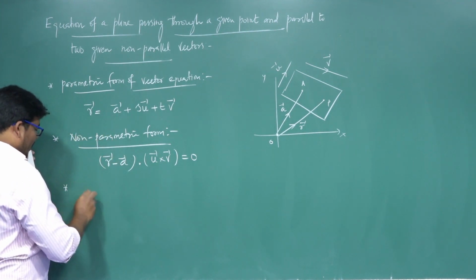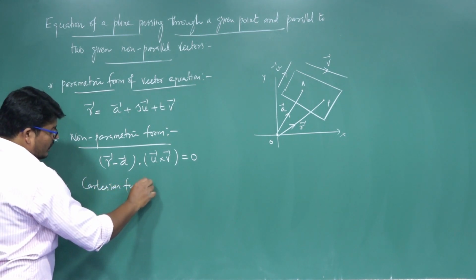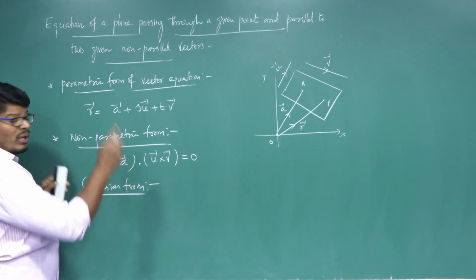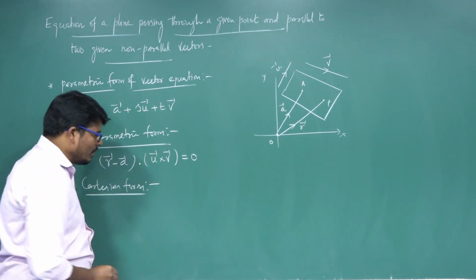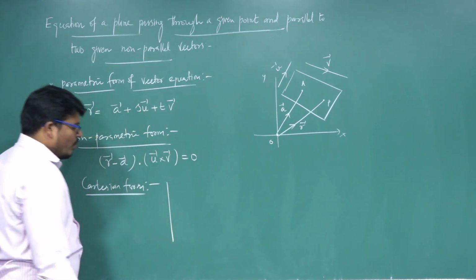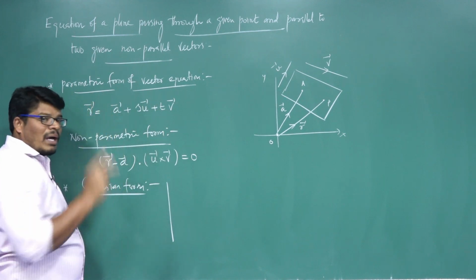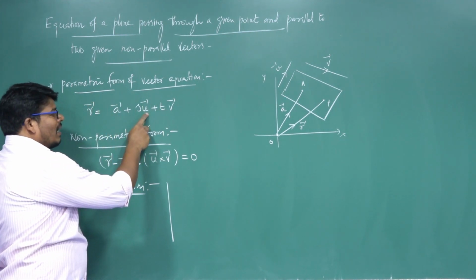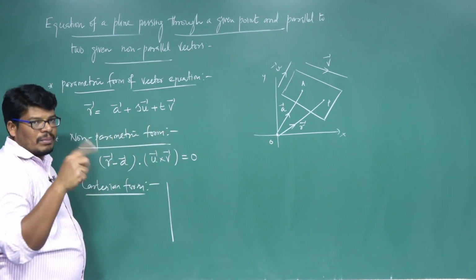The next one, the Cartesian form. Given one point and two parallel vectors, let the point be (x1, y1, z1). The u vector and v vector are the two parallel vectors, where the first is (l1, m1, n1) and the second is (l2, m2, n2).